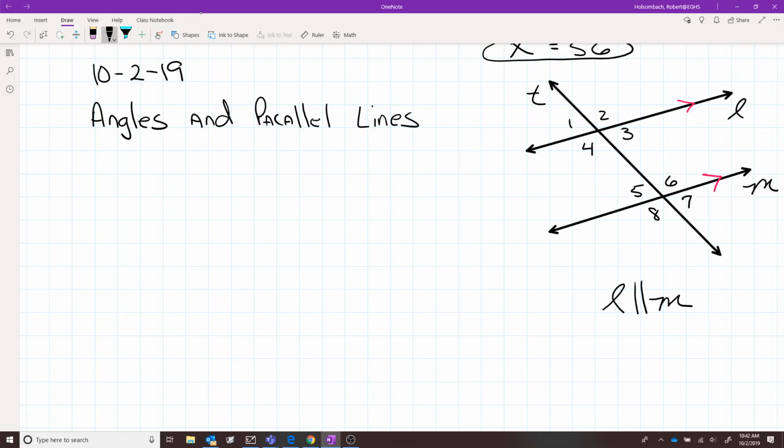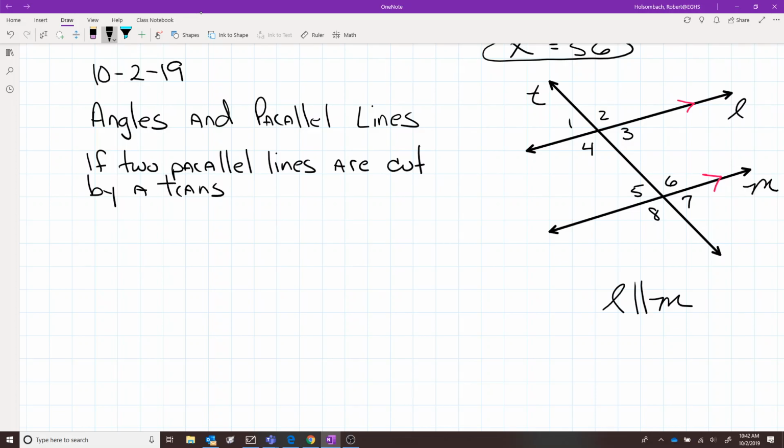And what I want you to write down, it's going to apply to your first 3 rules. You're going to write that if two parallel lines are cut by a transversal, which is the case in that diagram, 2 parallel lines are cut by a transversal. Here's your first rule. Corresponding angles are congruent.